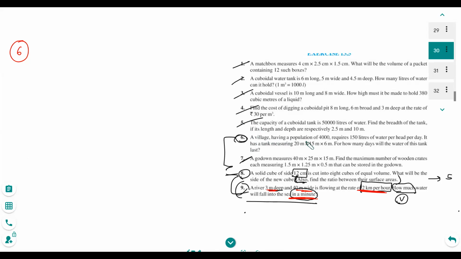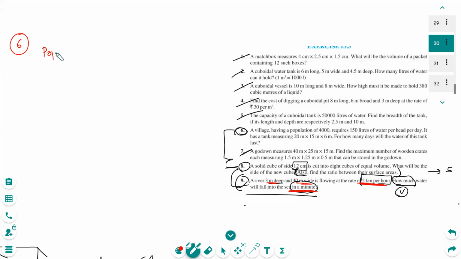A village having a population of 4,000. So there's a population of 4,000. That's quite small. Population is 4,000. 150 liters of water per head per day is required. So these guys keep themselves hydrated. That is one way to say it.